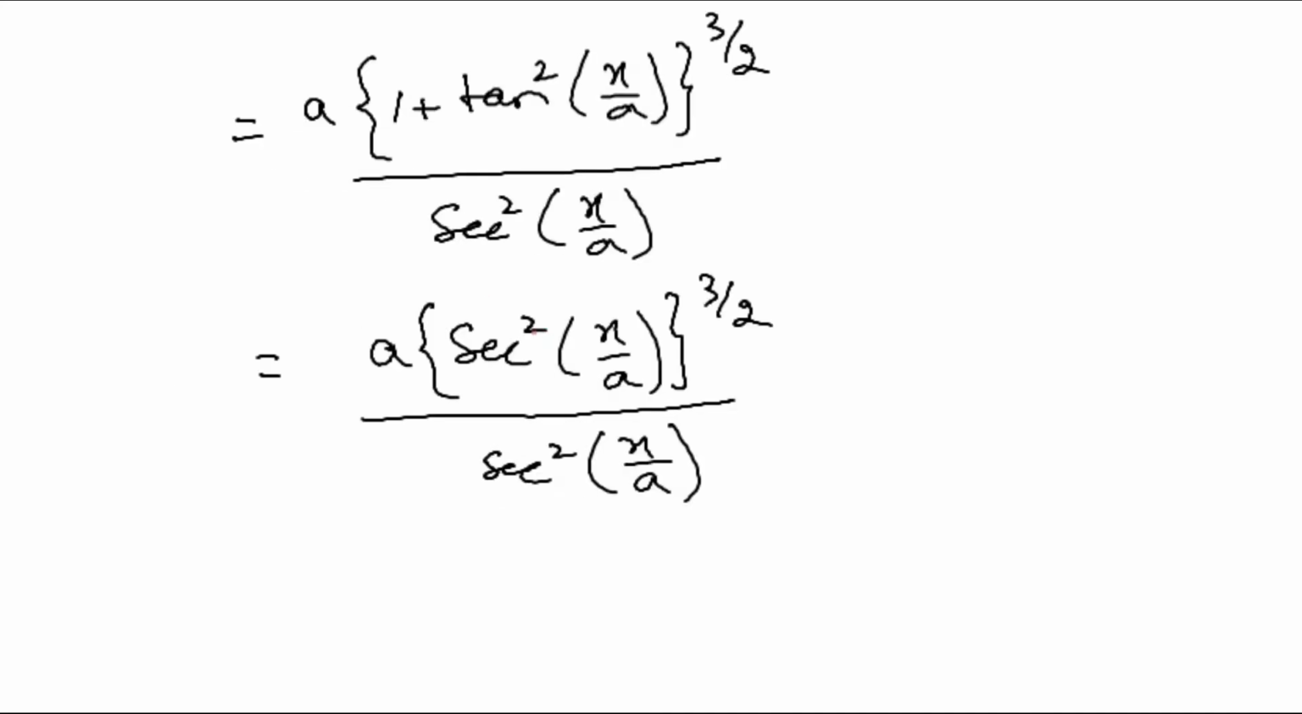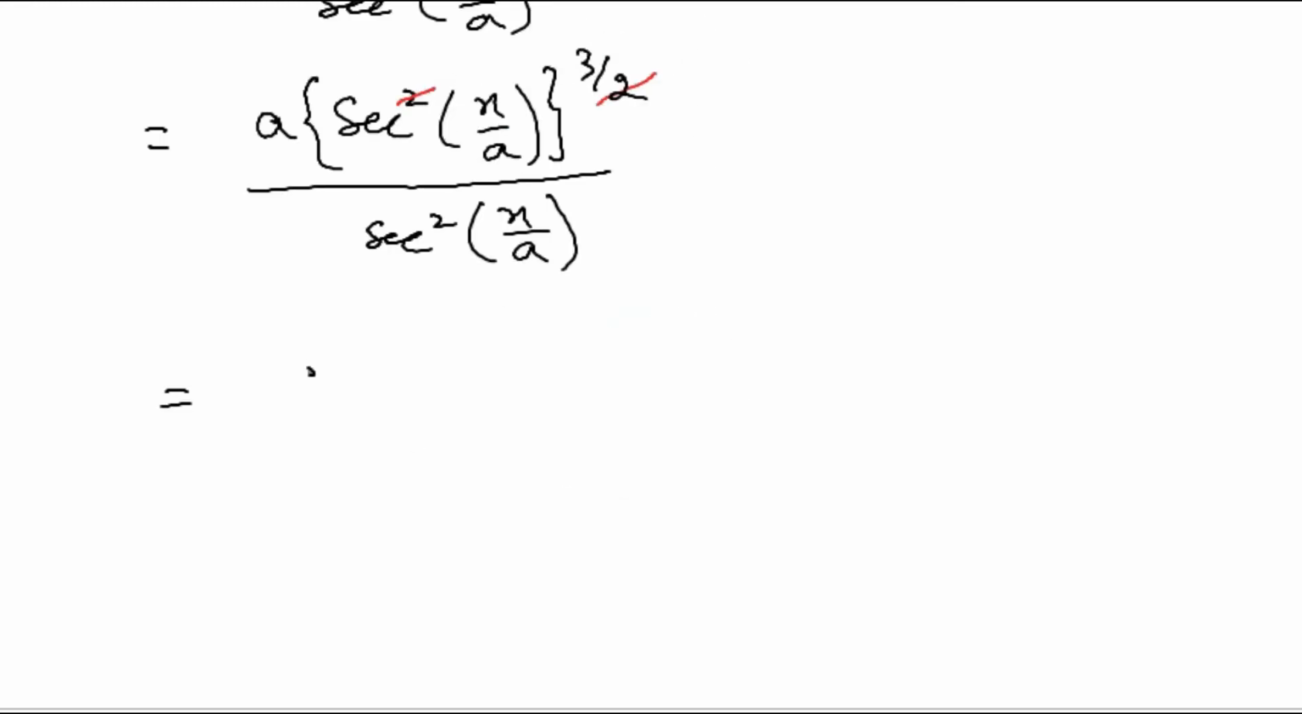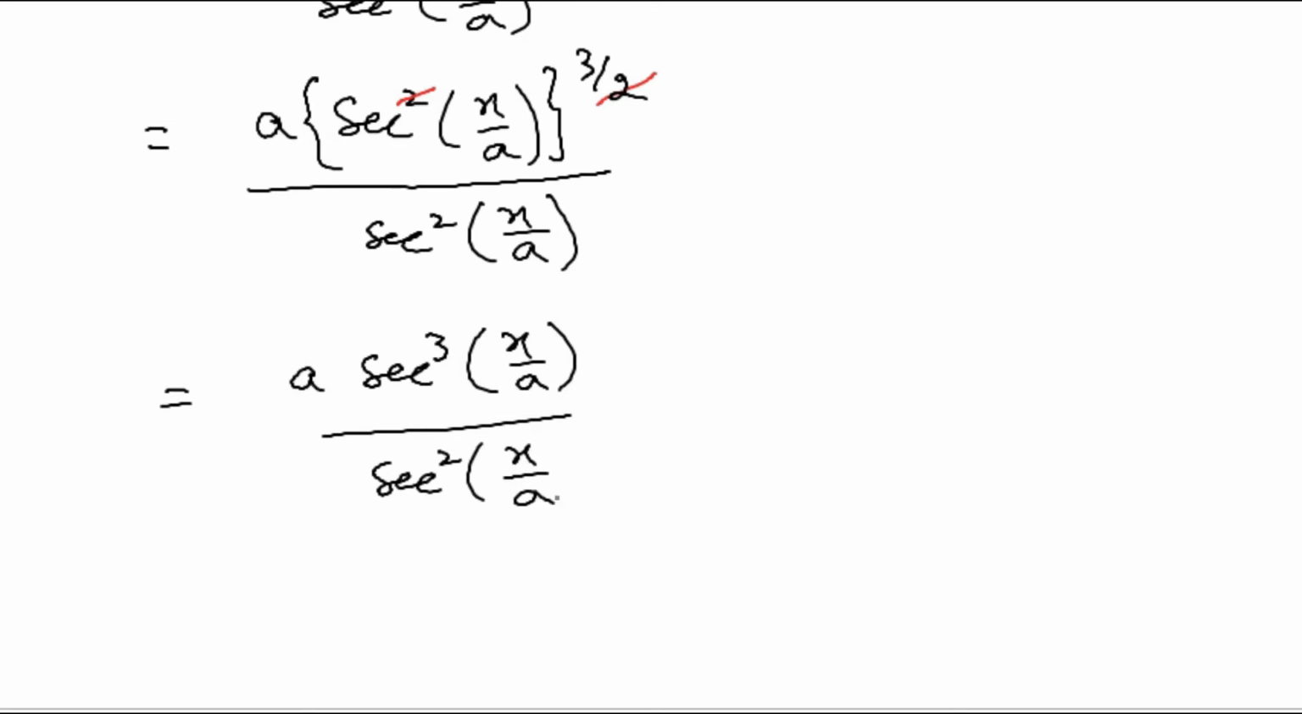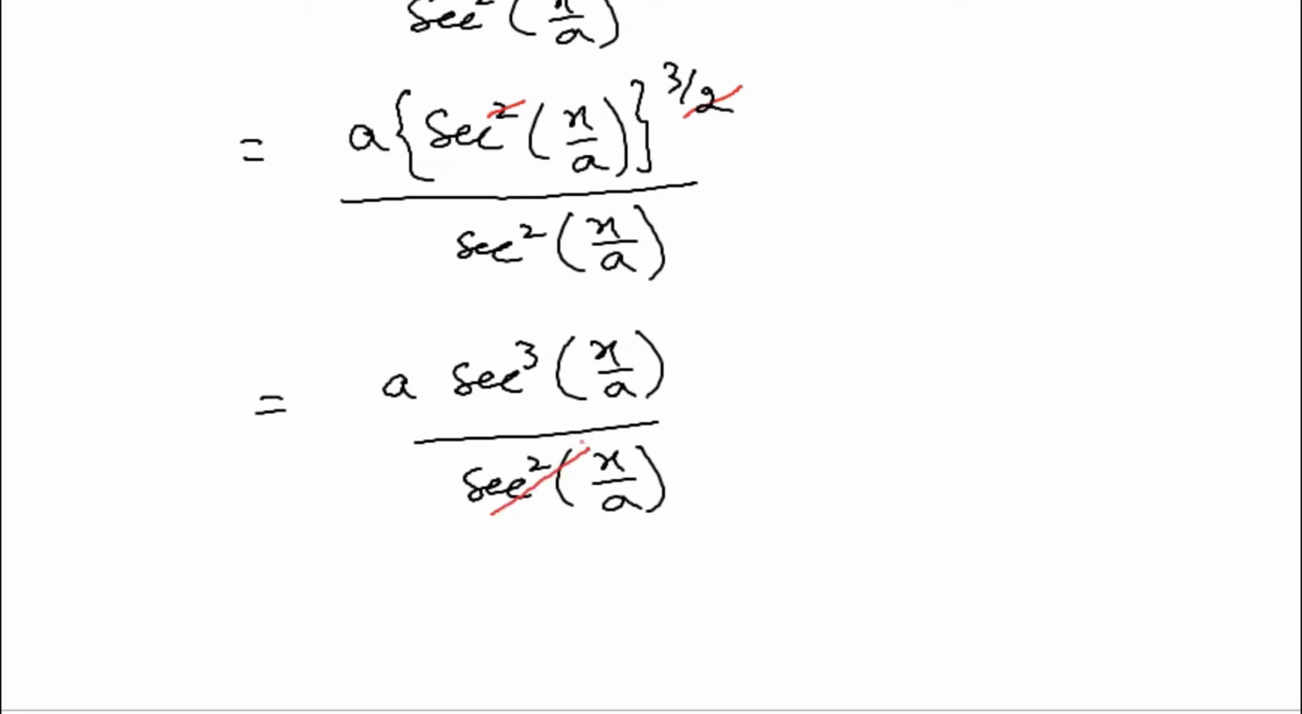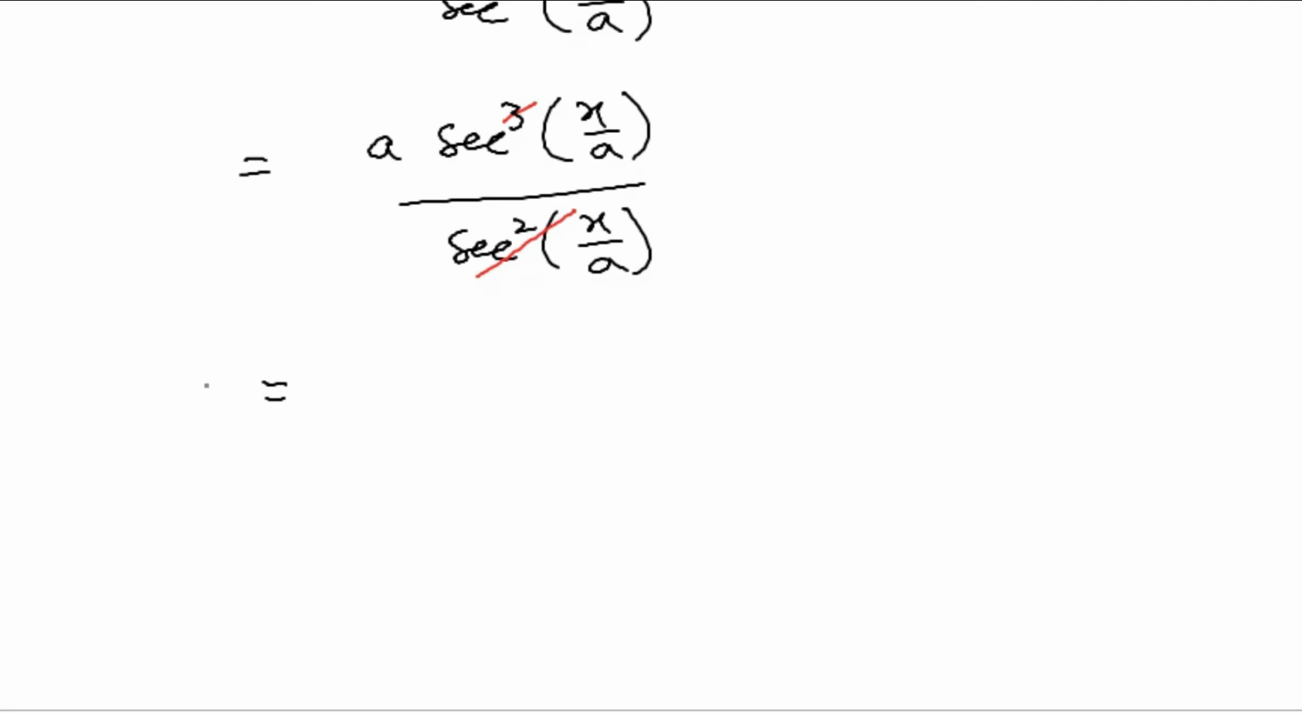You can see this square and this divided by 2 will cancel out. We are left out with a into secant cube over here. So this power 3 will come inside, it becomes secant cube of x by a. It is whole divided by secant square of x by a. You can see the secant square will cancel out with secant square in the numerator. One secant will be left out. So therefore we get the radius of curvature rho to be equals to a secant of x by a.